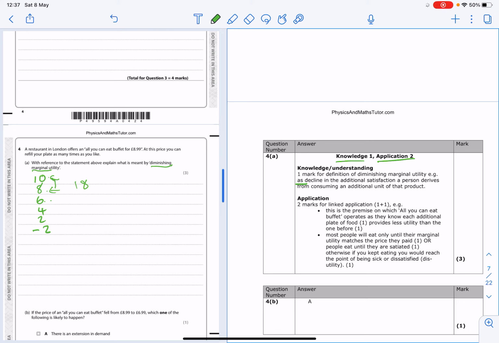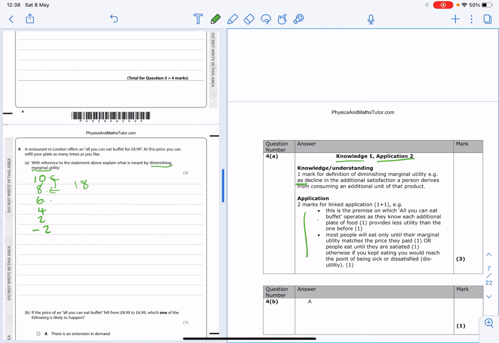2 marks for linked application. So this is the premise on which an all-you-can-eat buffet operates, as they know each additional plate of food provides less utility than the one before. Don't think that's a particularly good explanation. I think most people will eat only until their marginal utility matches the price that they paid, or people eat until they're satisfied, but do they? Have you ever been to one of these buffets and come out feeling sick? I know I have. Otherwise, if you kept eating, you would reach the point of being sick or dissatisfied, disutility. These two things are just examples of what you could write.